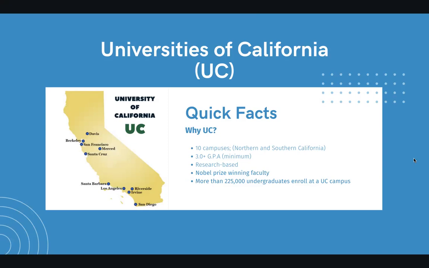And most importantly, a lot of the faculty are Nobel Prize winning. And so they really ensure that they provide a high quality education to students where you get the most for the tuition that you're paying, but also you're getting a great education that'll help set you up for your careers. And currently there's more than 225,000 undergraduates enrolled at UC campuses. And that's normally just for one. So they receive a lot of applicants, and it's important to consider if you like a small campus versus a larger campus.